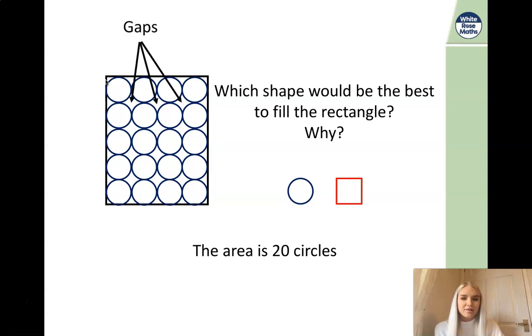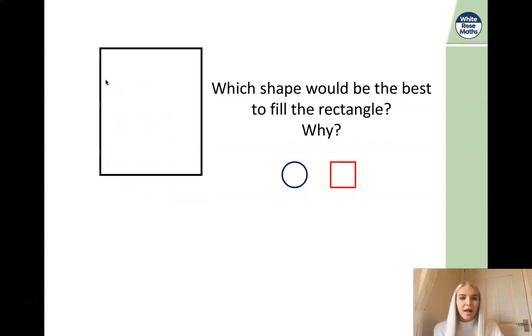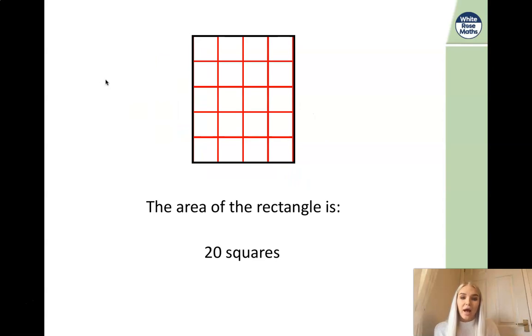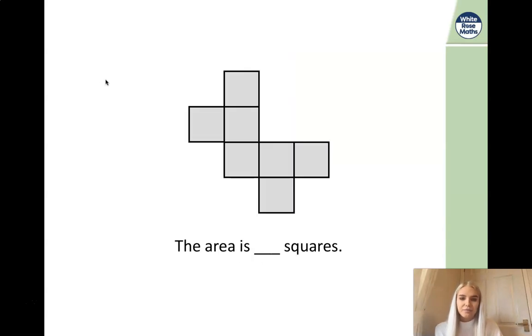So now we can try with our squares. So let's fill the rectangle with our squares. So we can see now that the squares are not overlapping, that they are not having any gaps in them, and I have got an area of 20 squares. So the area of my rectangle is 20 squares because there are 20 squares inside.